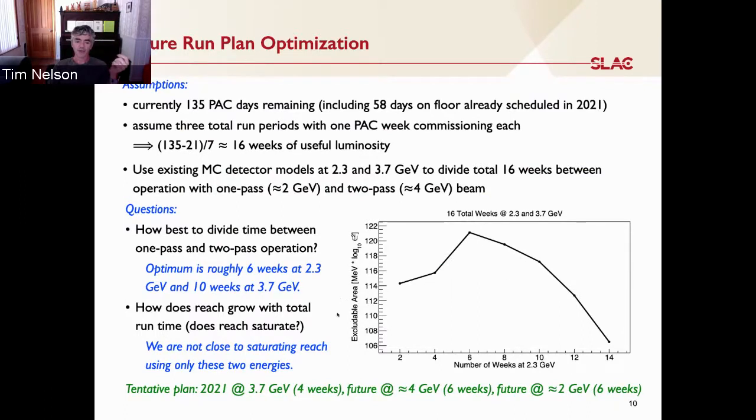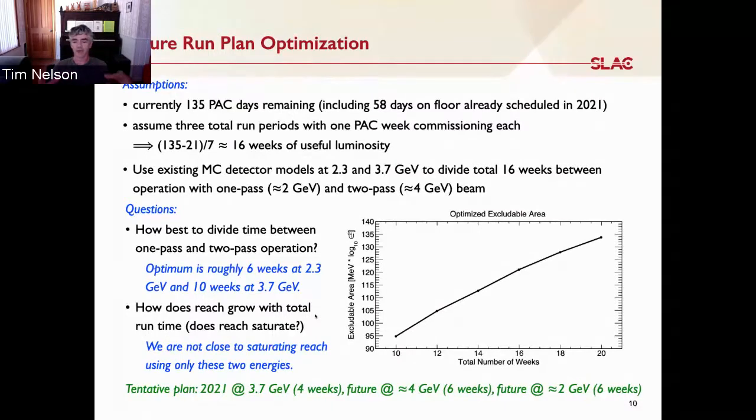The second question is, how does the reach grow with the total run time? Does the reach saturate? Because we know that if we run a very long period of time at a single energy, that excludable area stops growing. You basically saturate your reach there. And what we find is running it at just these two energies, balanced between 2.3 and 3.7, all the way out to 20 weeks, the area in which we have sensitivity continues to grow roughly linearly. So we actually aren't close to saturating our reach with only these two energies.